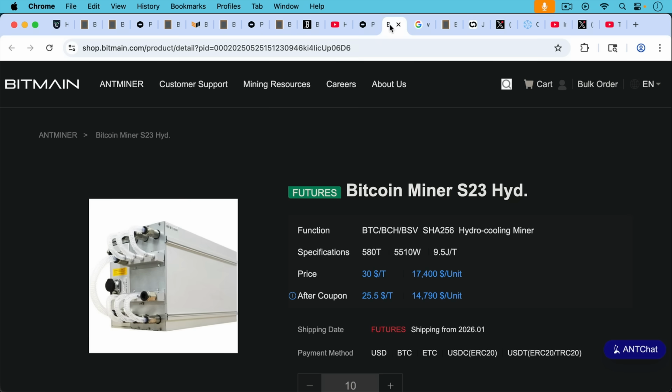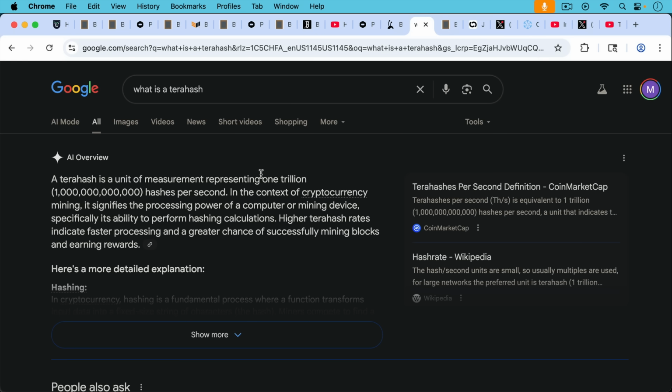The new Bitmain miner that's coming out, the S23, is a future product, shipping in January of 2026. It's currently estimated by Bitmain themselves at 9.5 joules per terahash. I think their current machines are something like 12 joules per terahash. So there is an arms race here. Bitmain is the incumbent. They have the really large foundries, et cetera, in Asia. But it's still very good to see. As we said, a terahash is a unit of measurement representing 1 trillion hashes per second.